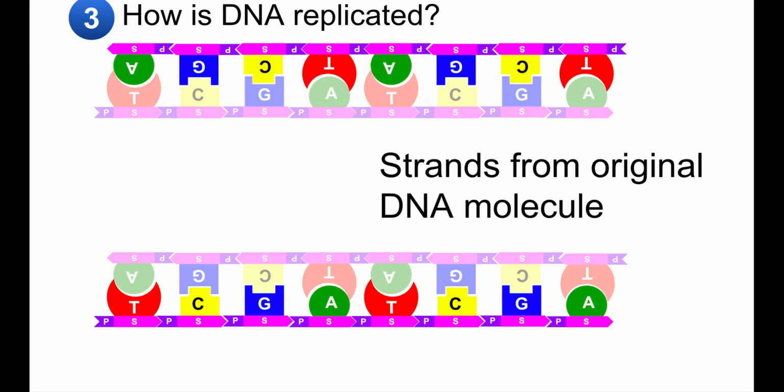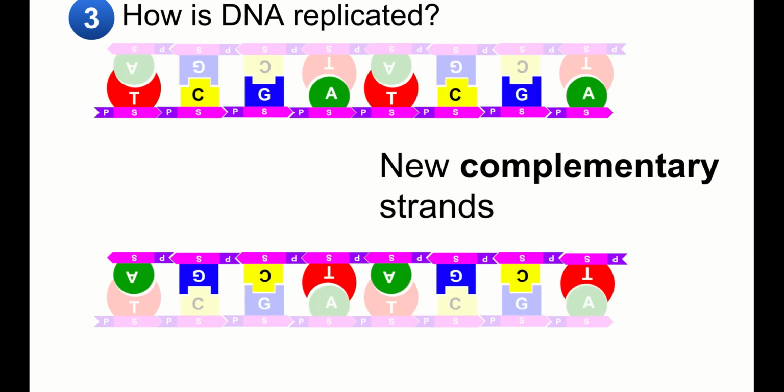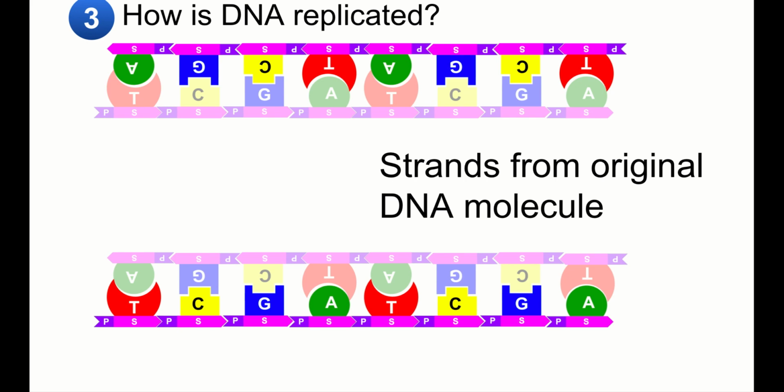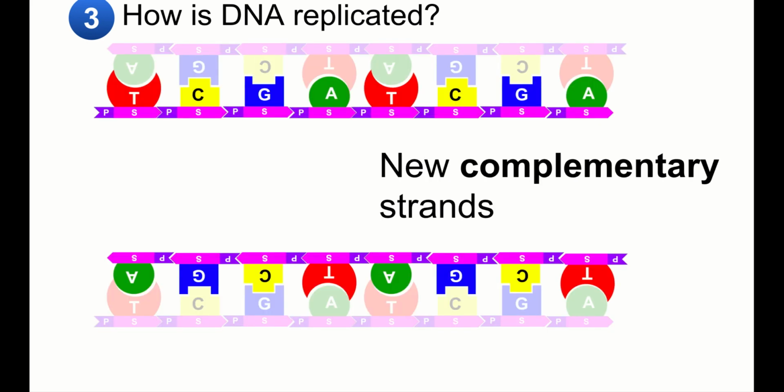I've highlighted the two strands that are from the original DNA molecule. Now I'm highlighting the two new strands that were built. These are called the complementary strands. So we have the original strands that were just separated or pulled apart, and the new complementary strands that DNA polymerase built out of free nucleotides from the cell.